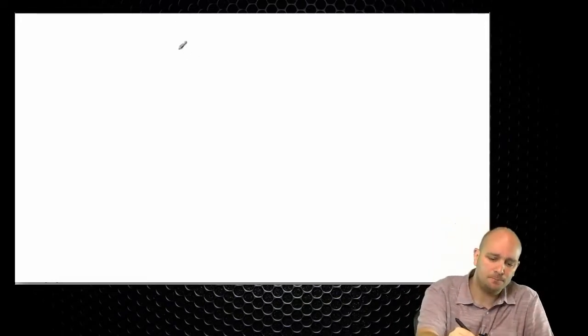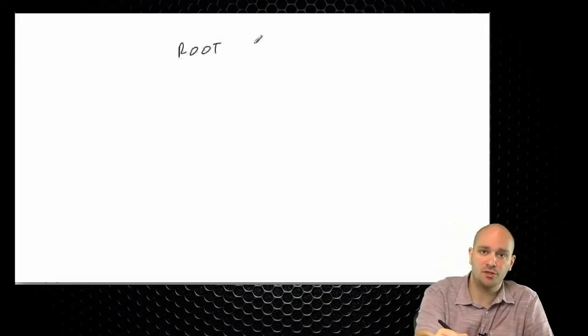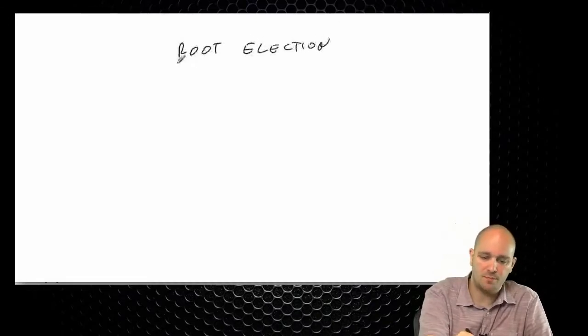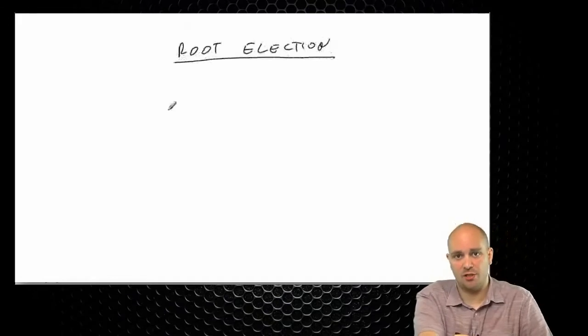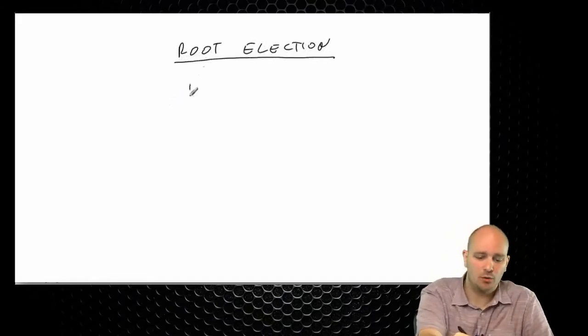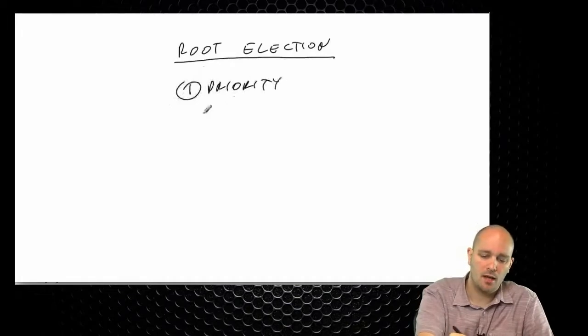So one of the important things is the root election for the spanning tree. Now, the root election is influenced by 2 things. One is the priority, and the second one is the MAC address.